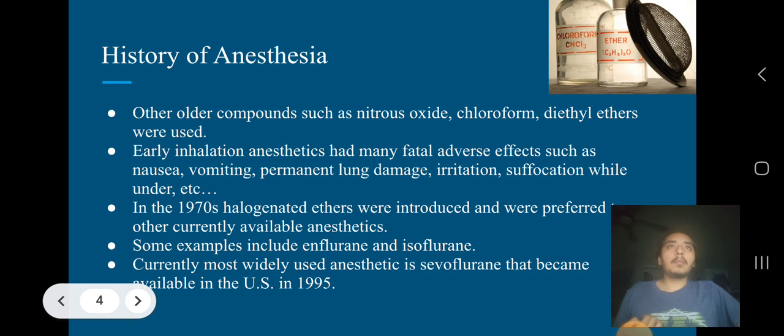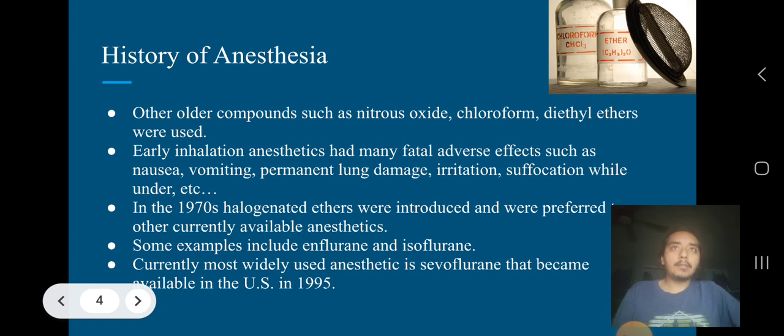In history, other compounds were used as inhalation anesthetics, such as chloroform, ethers, or nitrous oxide, also known as laughing gas. These early anesthetics had high adverse effects, such as nausea, vomiting, lung damage, or irritation, suffocation while being under, and many more. This had led to the pursuit of finding more suitable alternatives, such as in the 1900s, the use of diethyl ethers became popular, but it still had many similar downsides to already pre-existing anesthetics.